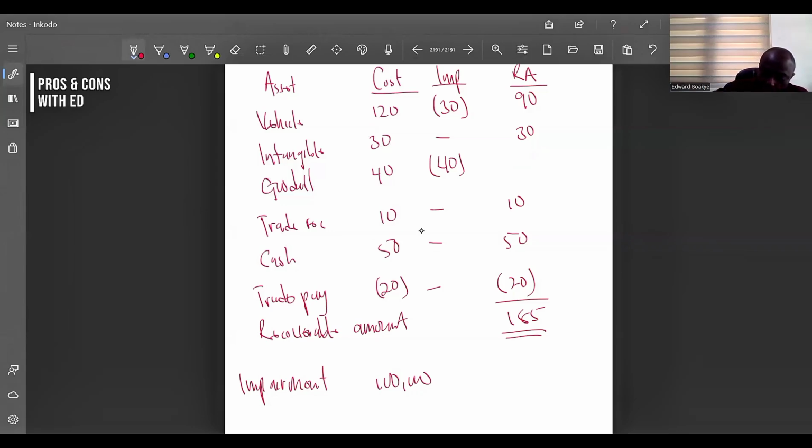In that case, we will not have any recoverable amount for both the other intangible assets and the goodwill. So that would have ended our impairment here. And at the end of the day, our recoverable amount in total would have been reduced to 90 plus 10 plus 50 less the 20, to give us 130. So this would have been our recoverable amount.